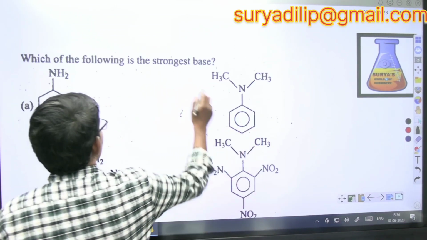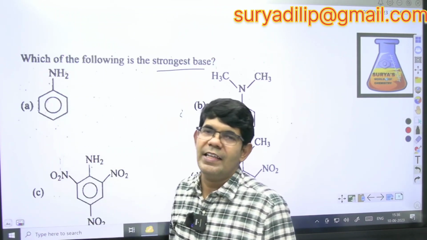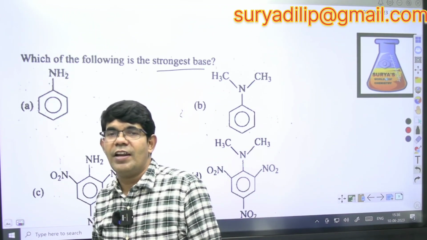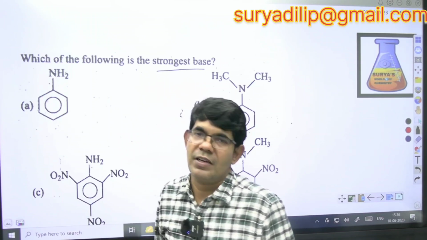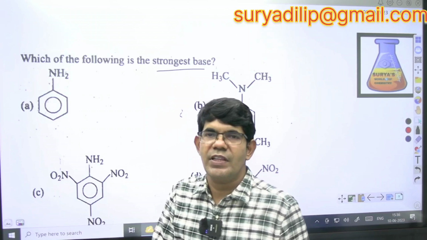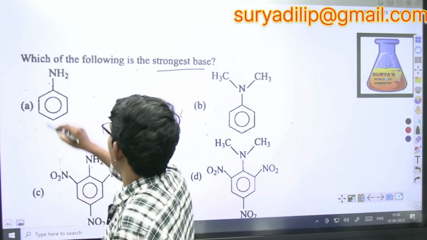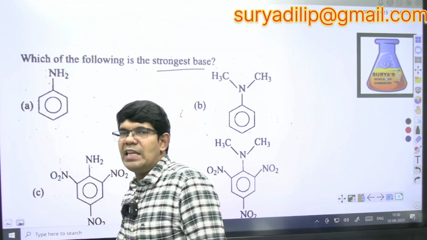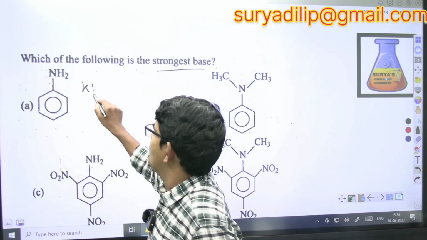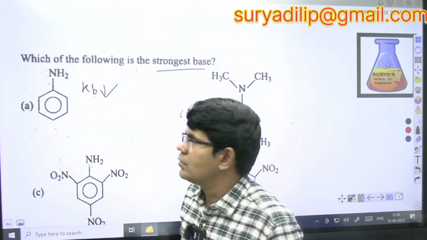Basic character is definitely based on the ability of the nitrogen to donate the electron pair. If the nitrogen lone pair is involved in resonance, availability of the lone pair is less, so basic strength will be less. So first we will see whether the lone pair is involved in resonance or not. The lone pair on this nitrogen, this is aniline, is actively involved in resonance. So its basic strength will be less. So this is definitely out of the race.